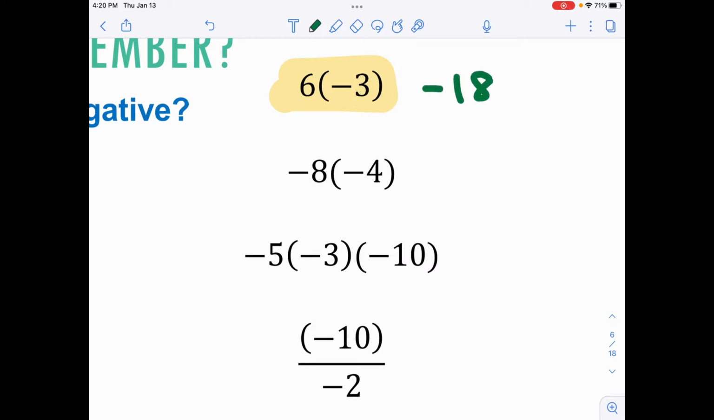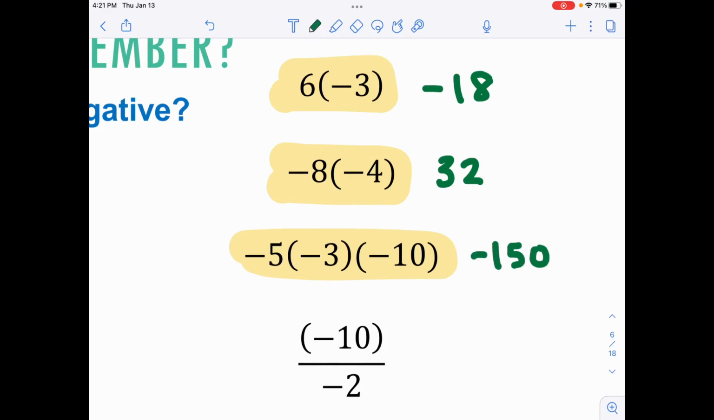All right, as I highlight each problem, I want to see if you can answer it out in your head. Negative 8 times negative 4, what does that give you? Good, positive 32. Let's go to the next one. Negative 5 times negative 3 times negative 10, a little trickier. Good, we get negative 150.